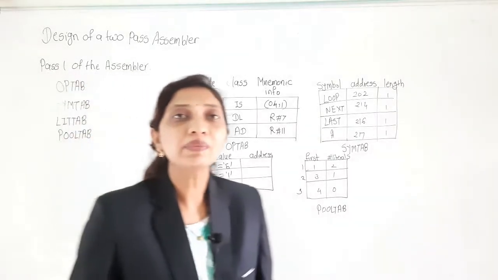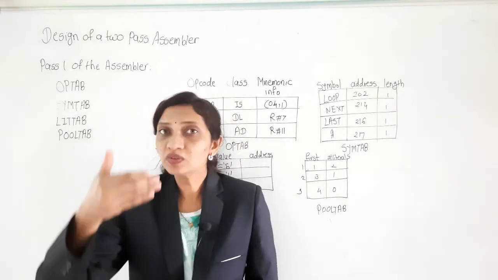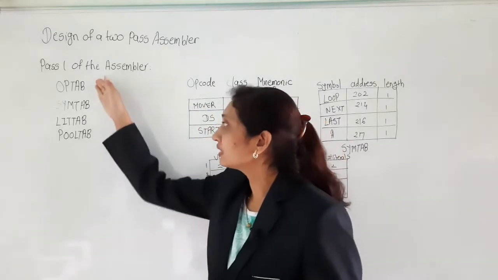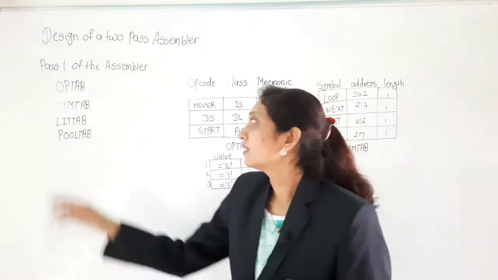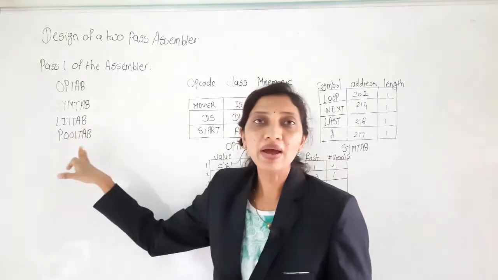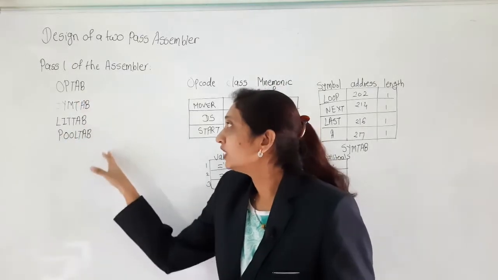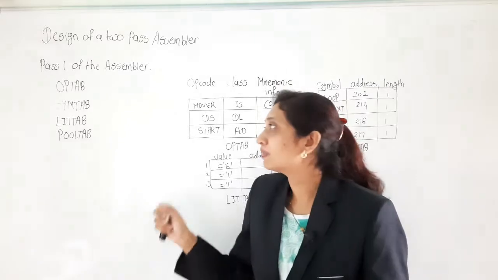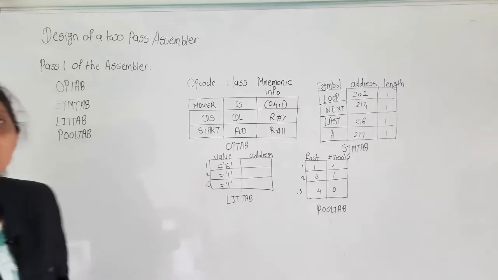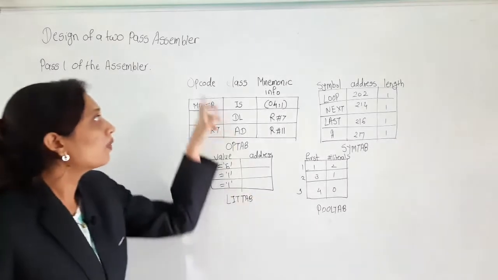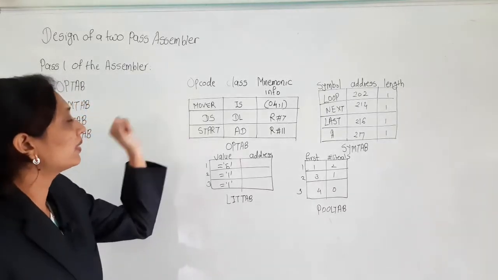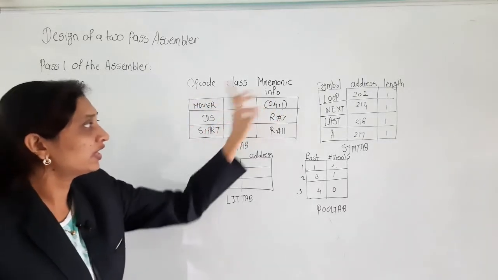When we consider pass 1 of the assembler, as four tasks are performed during the first pass, the data structures required are like this. First is OP tab, then symbol tab, literal tab and pool tab. Now, which are these tables, where are they used and why are they used? OP tab means your mnemonic table, and in your mnemonic table, three fields are there.